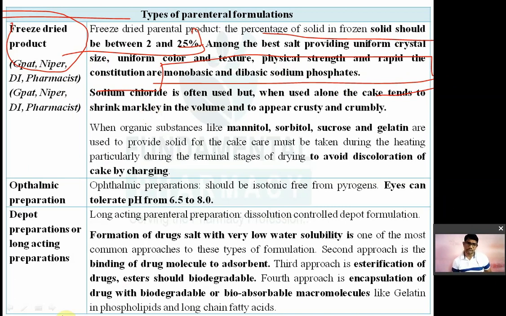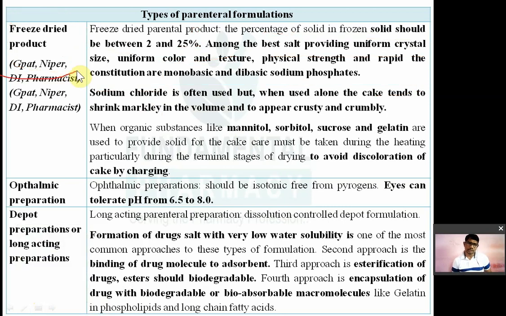फिर से याद रखो. Most commonly used bulking agent in the freeze dried product. What are they? They are nothing but the monobasic and dibasic sodium phosphate. Sodium chloride is also commonly used as a bulking agent in the freeze dried product, but when it is used alone, the cake tends to shrink markedly in the volume, and it may appear like a crusty or clumpy. That is the disadvantage of your sodium chloride.